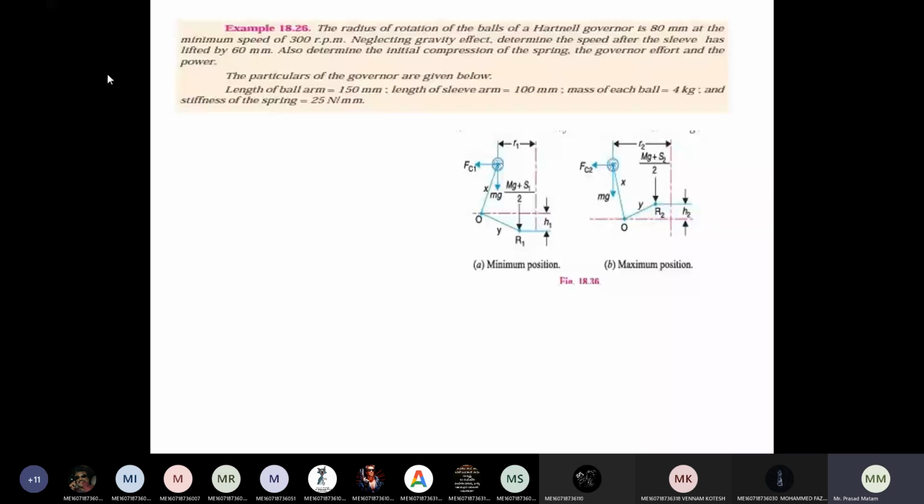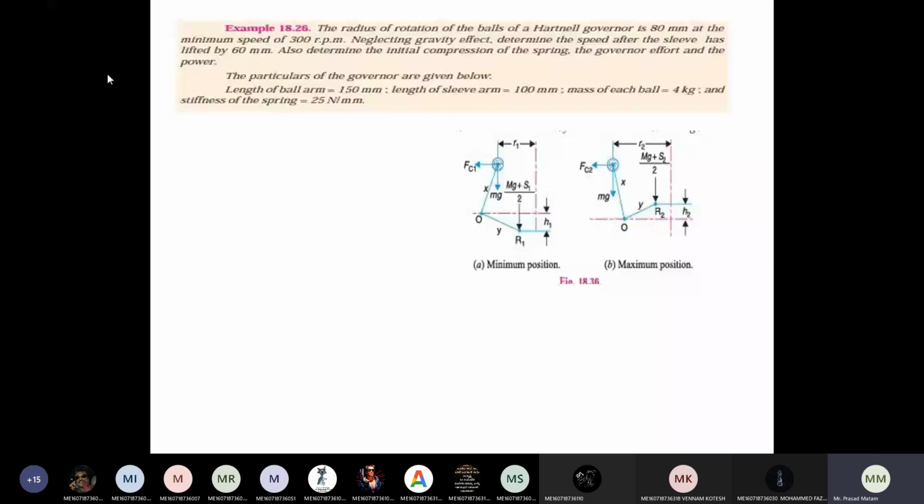Let us solve one more problem on the Hartnell governor. Let me read the problem. The radius of rotation of the balls of a Hartnell governor is 80 mm at a minimum speed of 300 rpm. Neglecting gravity effect, determine the speed after the sleeve has lifted by 60 mm. Also determine the initial compression of the spring, the governor effort and the power of the governor.